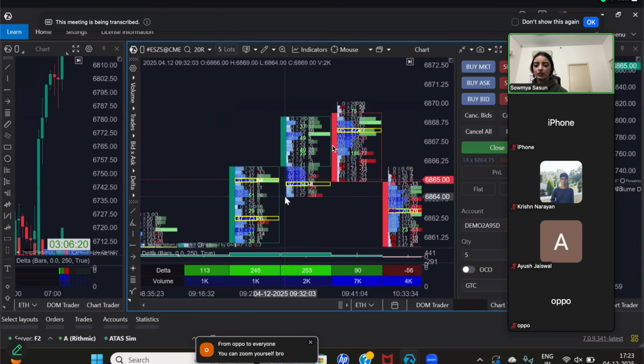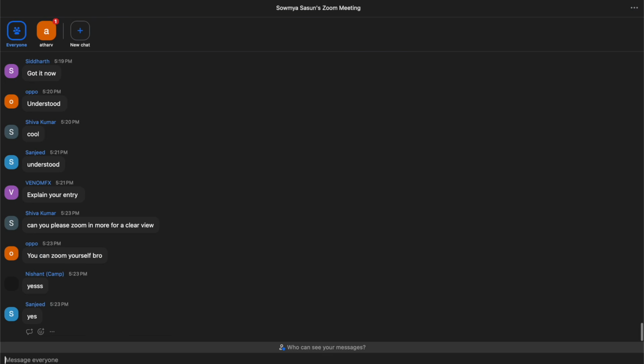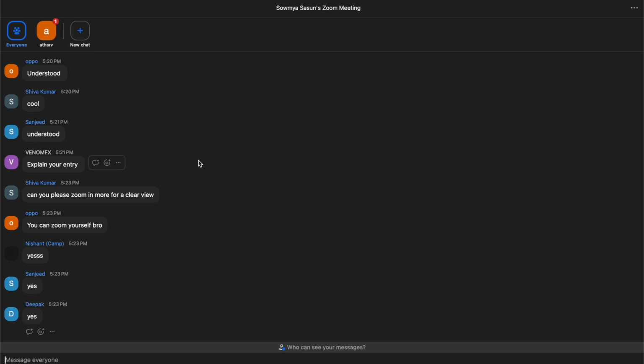Did you understand this? Did you understand how to read a footprint chart? It's very important. Can you please zoom in for a clear view? Yeah, sure. Have you joined from a phone? Yes, yes, yes.